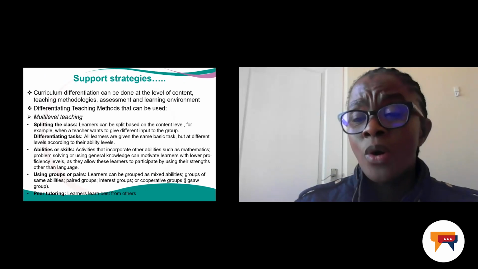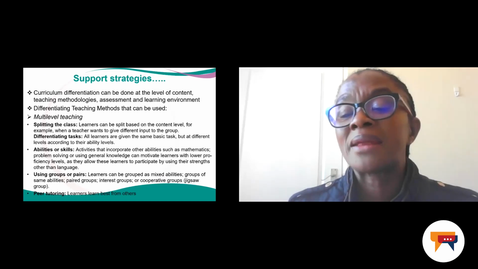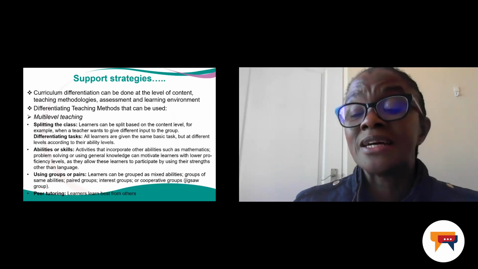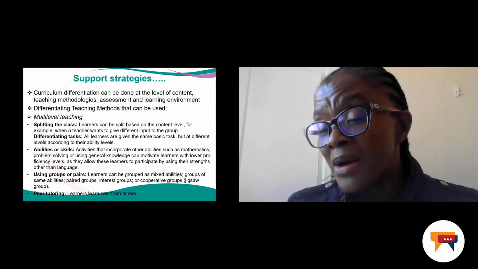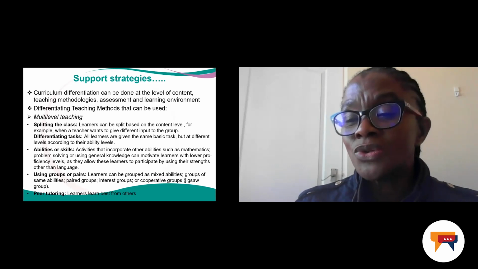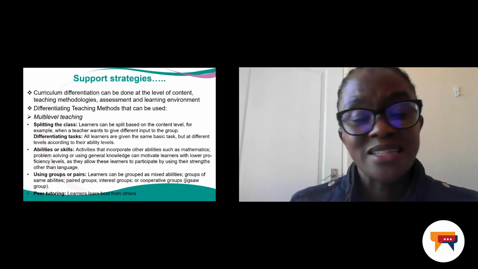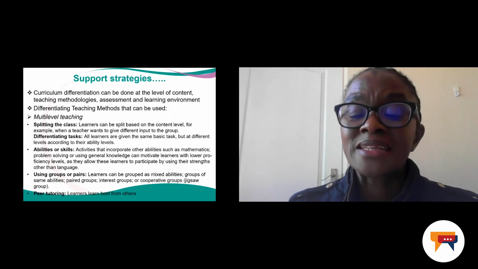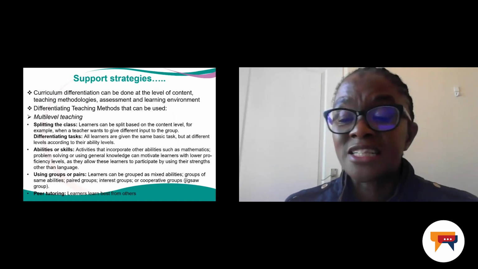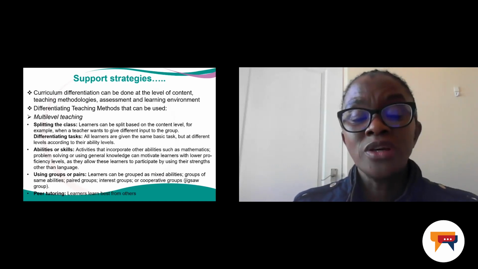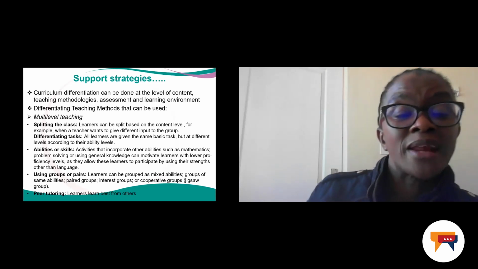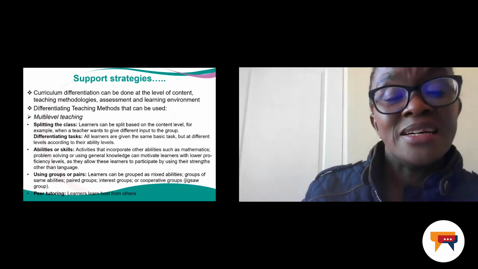Differentiating the tasks or activities: all learners are given the same basic task, but at different levels according to ability. That is why I say you don't deviate from the theme. You use the same theme, but you differentiate the activities, abilities, or skills. Activities that incorporate other abilities such as mathematics, problem solving, and using general knowledge. Using groups or pairs and peer tutoring. These are multi-level teaching.